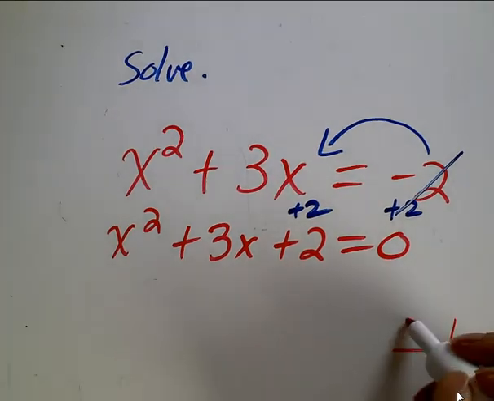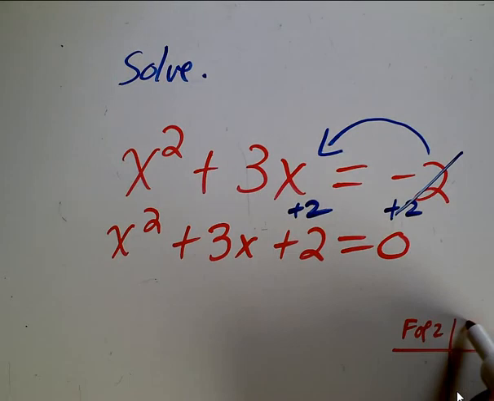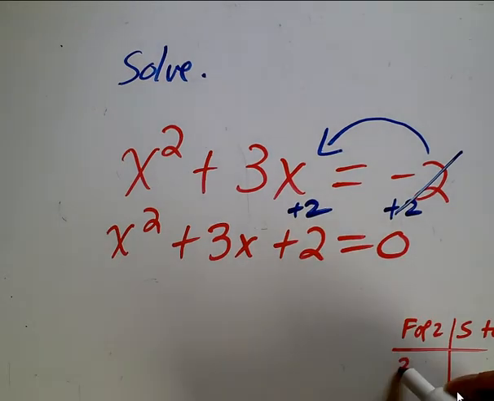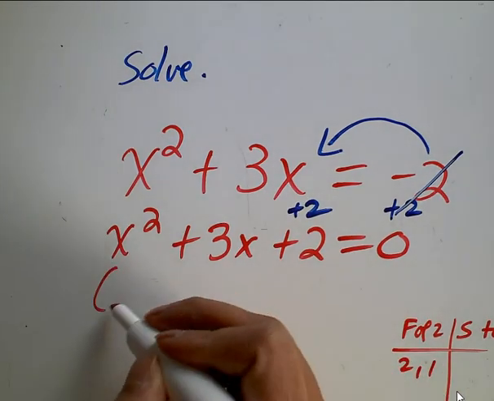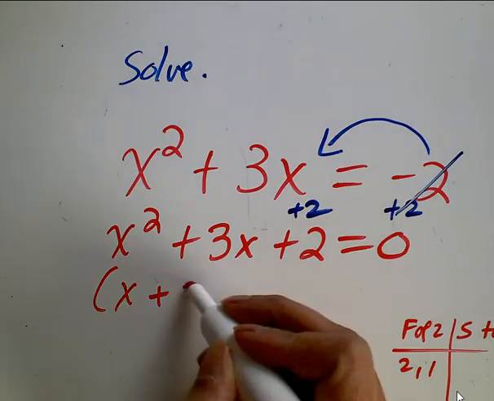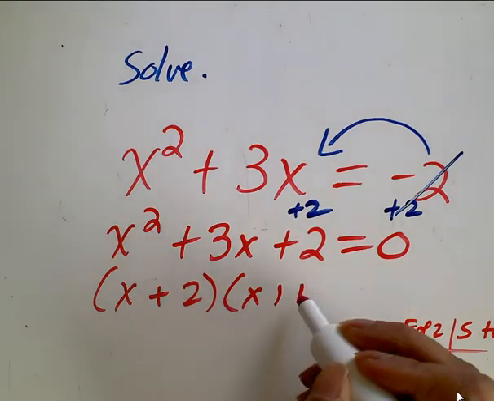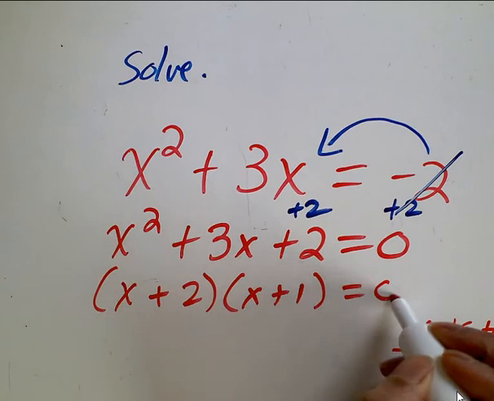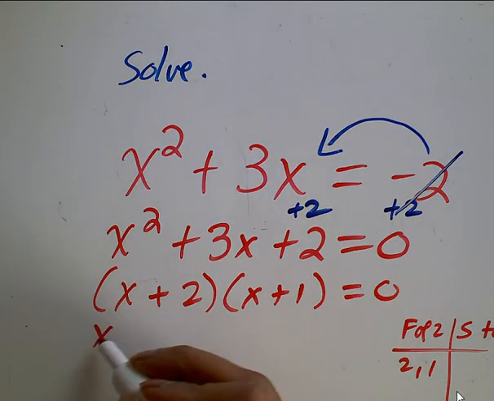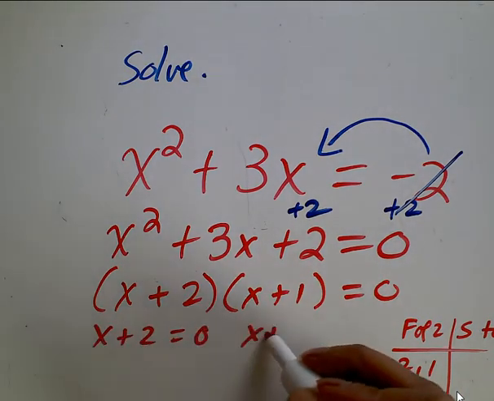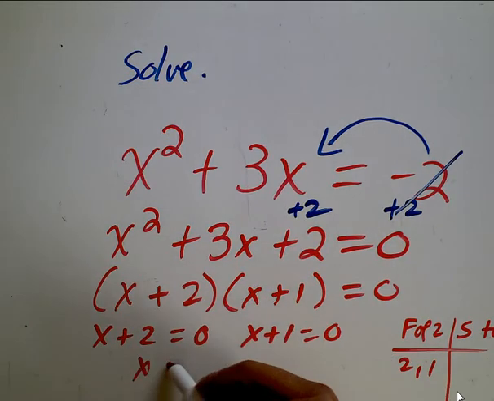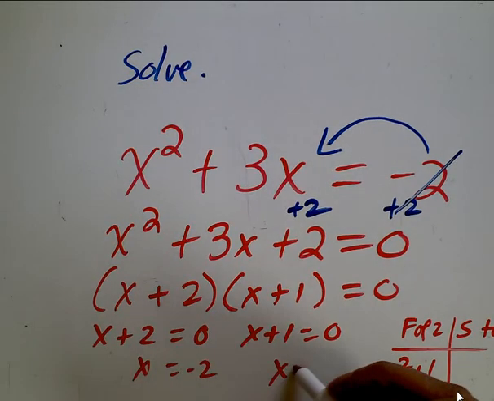I'm looking for factors of 2 that sum to 3. The numbers that work are 2 and 1. So this factors to x plus 2 times x plus 1 equal to 0. And then I set each factor equal to 0 to solve. And I get x equals -2 and x equals -1.